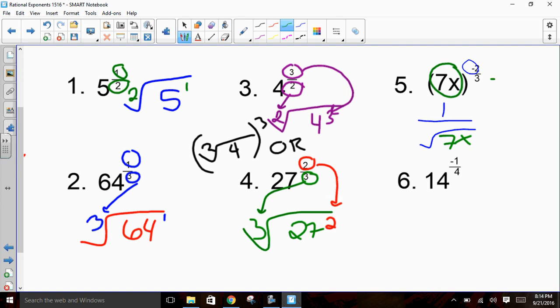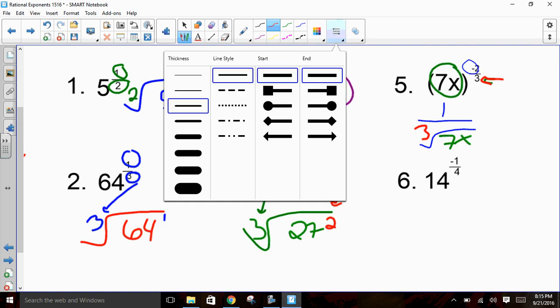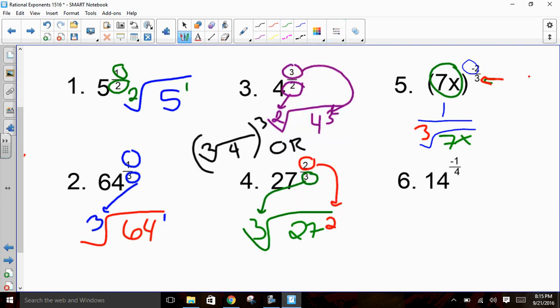The denominator of 3 is going to be my index. I like having that a little smaller, sorry. That power of 3 is going to be my index, and then that 2 is going to go around my 7 and the x. Or, if I undo that for a second, it's going to go around the whole thing.